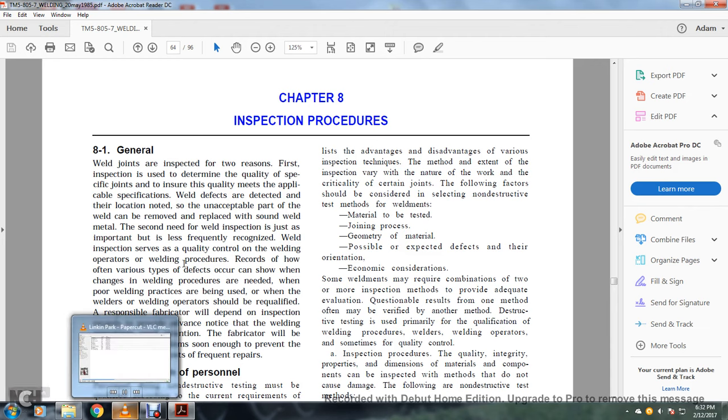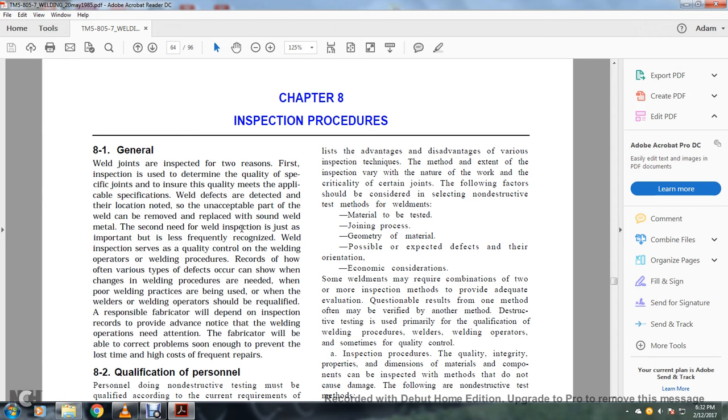Weld defects are detected with the allocation of the unacceptable parts of the weld that can be removed and replaced with sound weld metal. The second need of weld inspection is just as important, but less frequently recognized: weld inspection serves the quality control of the welding operator.